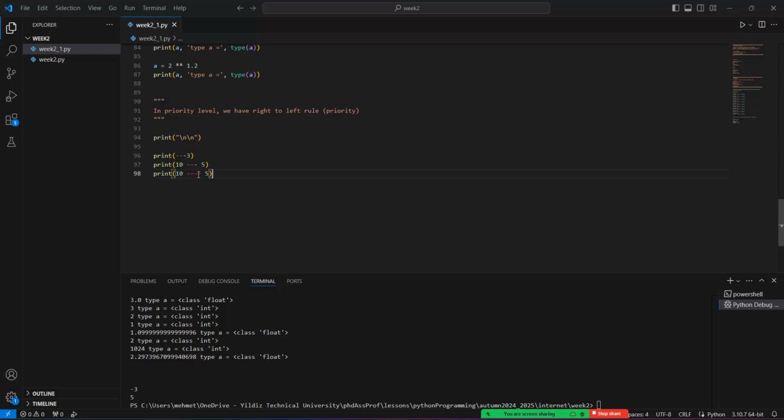With the same idea, if I add 1 more minus in here, then we will have the minus, and so this returns to the plus operator in here, and so we will get the 15 value. See?